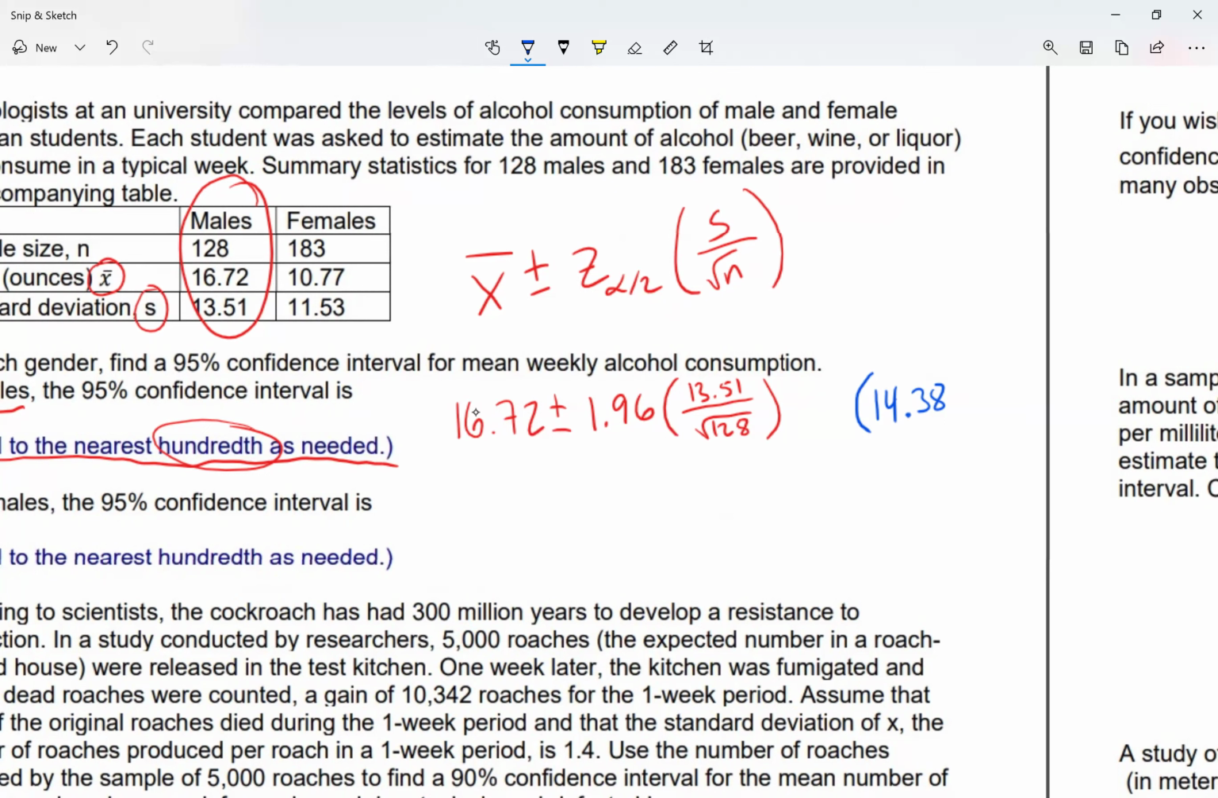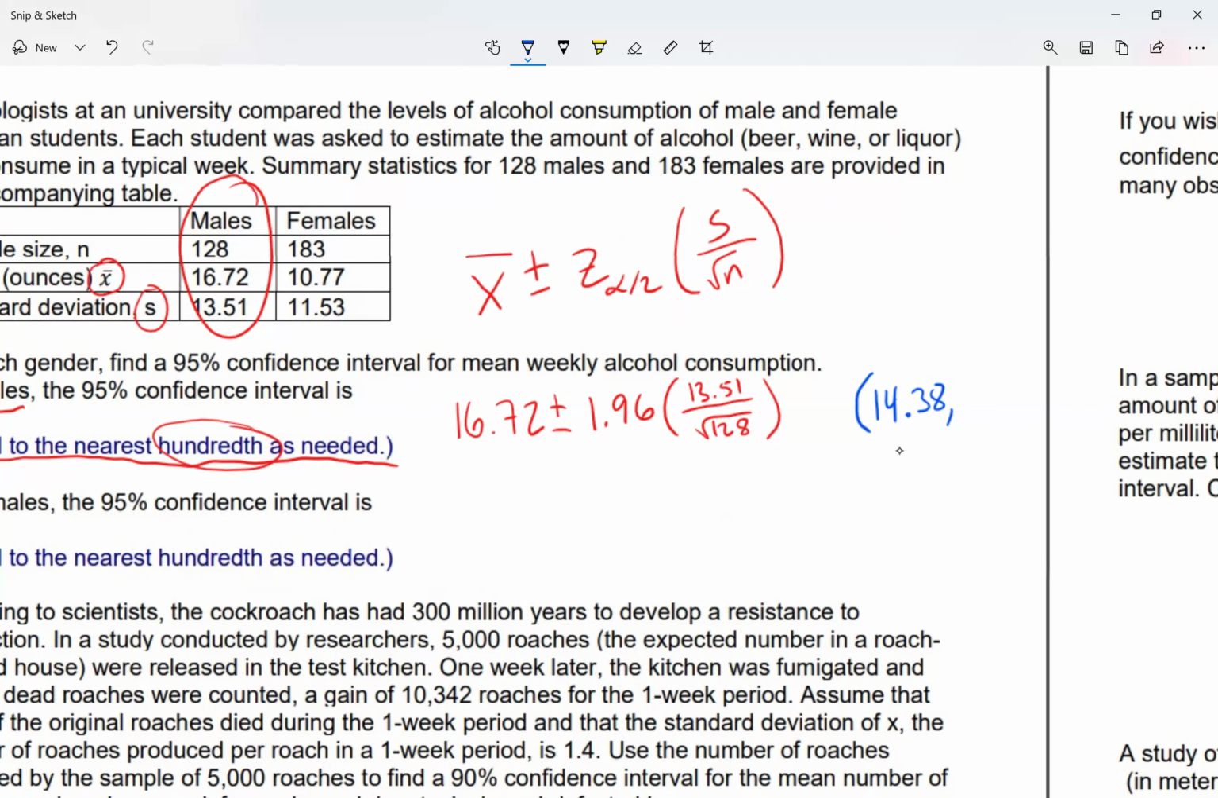Right, I went 16.72 minus 1.96 times 13.51 divided by the square root of 128. Press enter, and I rounded my answer to 2 decimal places. So my lower value is 14.38.